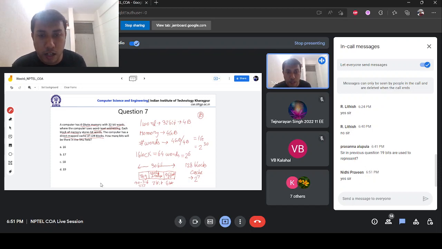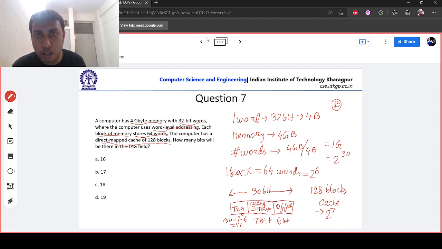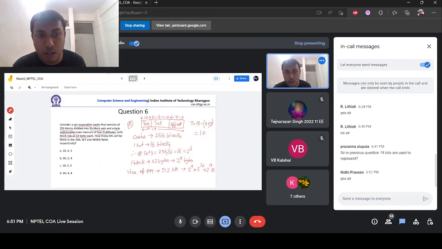Okay, so Prasanna, I will come to your problem again. In the previous question, what are 19 bits used to represent? If you look at the question, it says it is a byte addressable memory. That means, unlike the previous question where it was word addressable, here each byte of memory has a particular address. So that 19 is basically the total address size of each byte in the memory. That is what this 19 represents.